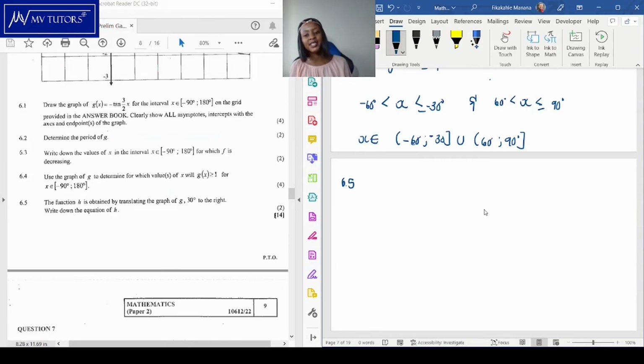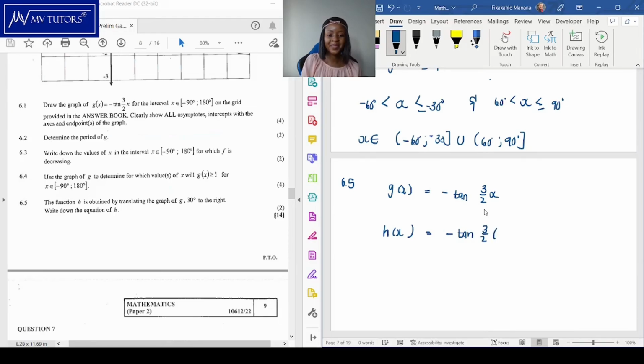Now it says the function h is obtained by translating the graph of g 30 degrees to the right. Remember, if you're going to the right, negative. If you're going to the left, positive. So basically the graph of g of x is negative tan 3 over 2 x. Then the graph of h is when we take g and shift it to the right. So we still have the amplitude of negative 1, and we still have our coefficient 3 over 2. But whenever you have a horizontal shift, you'll have your x with something in brackets. Because we're moving to the right, it has to be negative 30 degrees. So that's a horizontal shift. Horizontal shift. That's a change in your period.